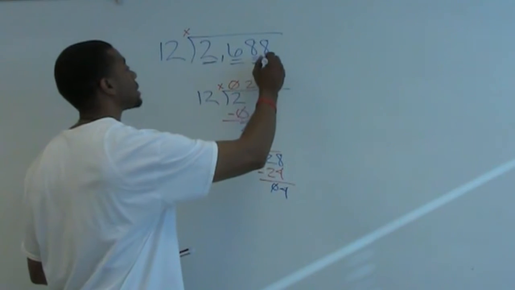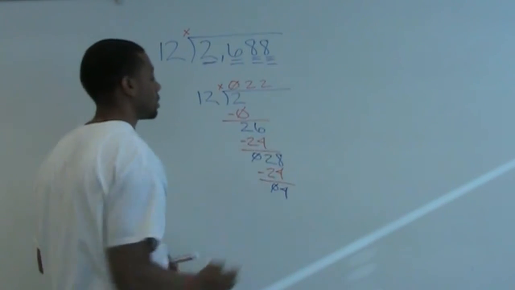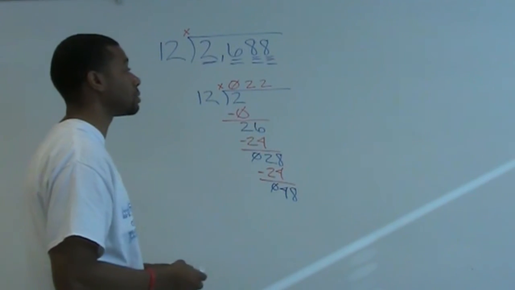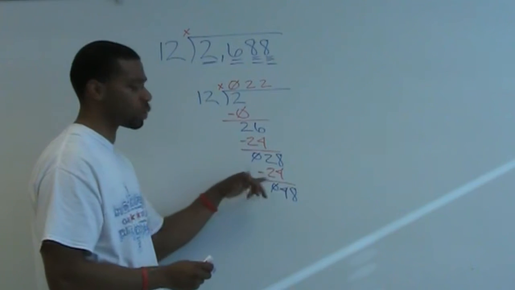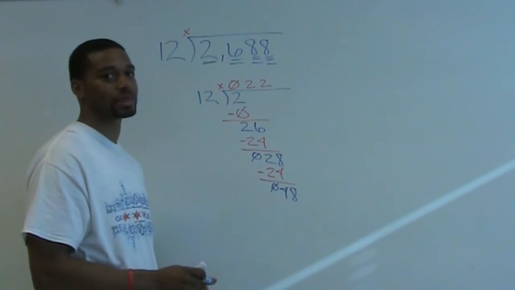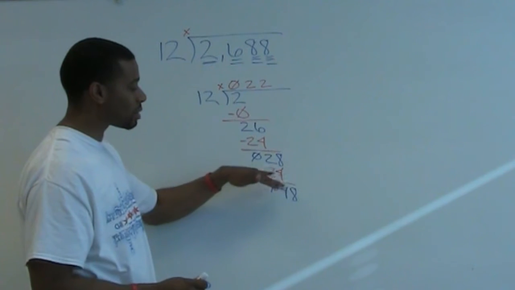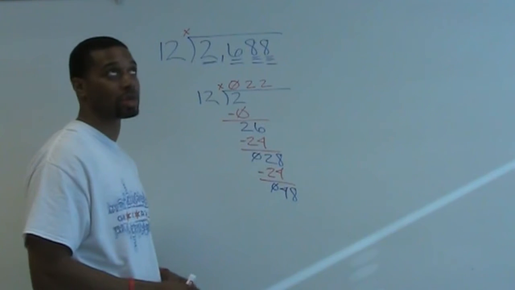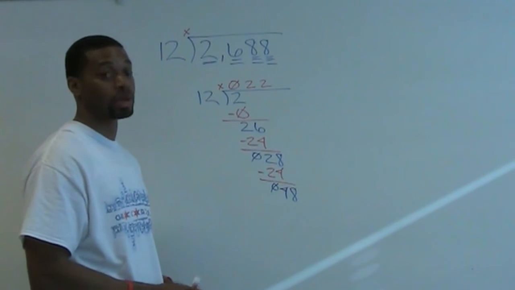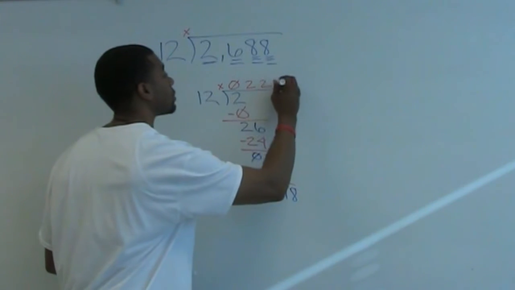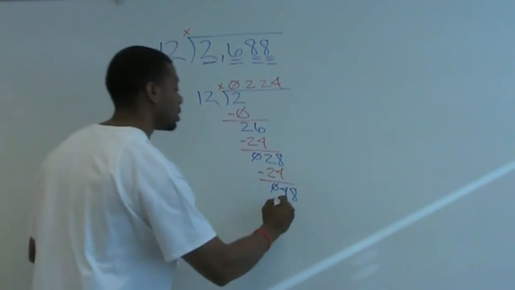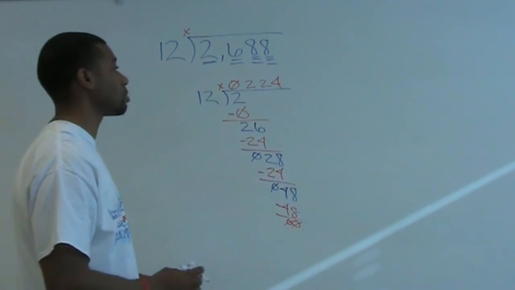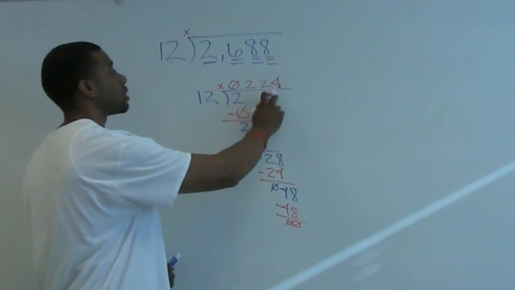And now we go to our last digit, which is 8. We bring the 8 down right next to our remainder, which was 4, making our new number 48. 12 times 2 is 24. We said 12 times 3 is 36. 36 is higher than 24, but it's a little bit too low for 48, so we try to go up another digit. So we figure out that 12 times 4 is 48, and that's what we have left. So we place a 4 up in the quotient, subtract 48 from 48, leaving us with the remainder of 0, and we have a quotient of 224.